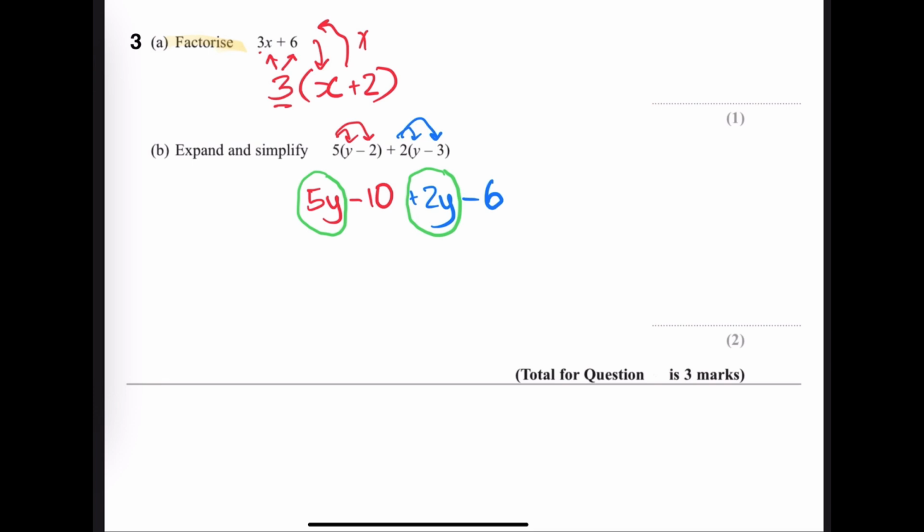So we do 5y plus 2y, that's 7y. And now we do minus 10 and minus 6, that's minus 16.